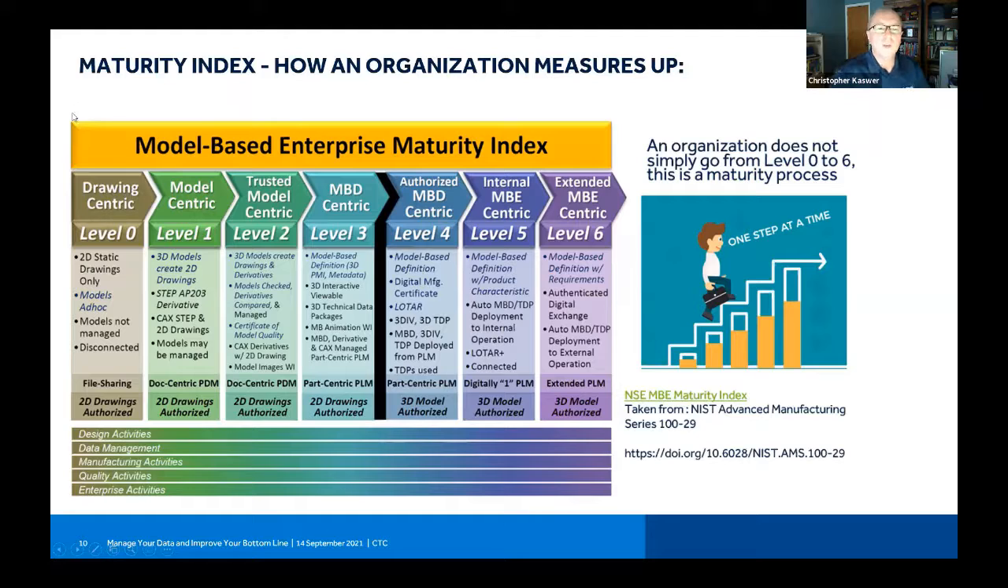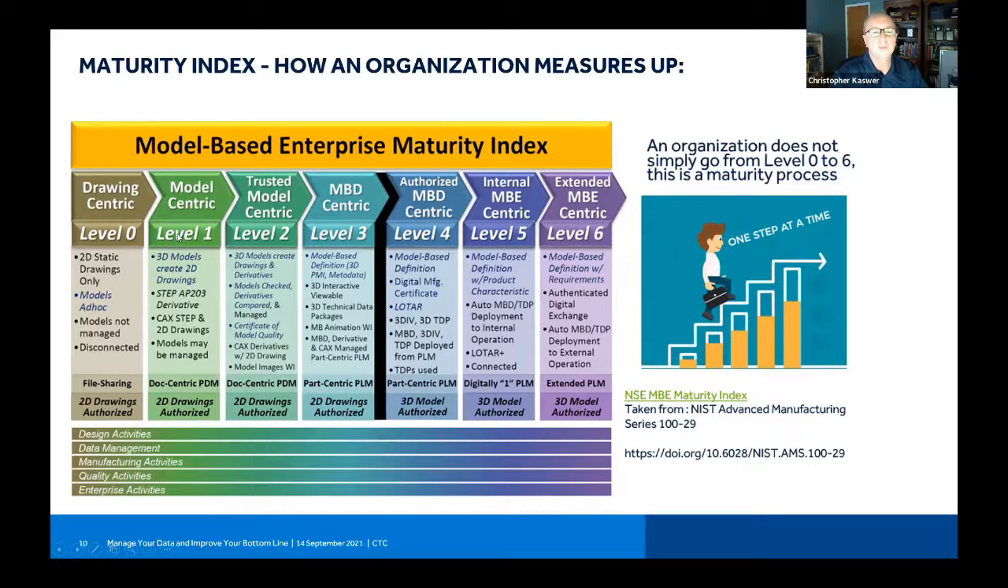There's a link here that you'll have in the slide deck copy you can find. And what this does is it goes through the different levels of maturity that you could have to tie in where you might be to your journey along the model-based enterprise ladder, right? So at level 0, you're working with 2D static drawings only. A 3D model might be ad hoc. The models themselves aren't managed, and of course, they're disconnected, right? You've got some file sharing, and the 2D drawings are the authorized element.